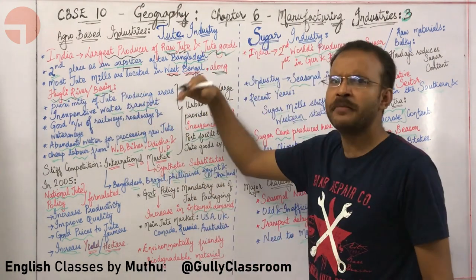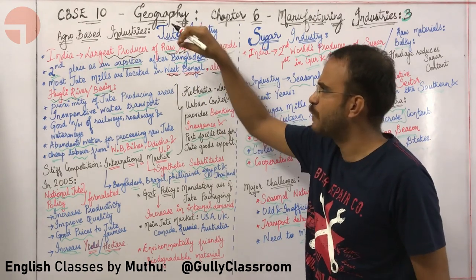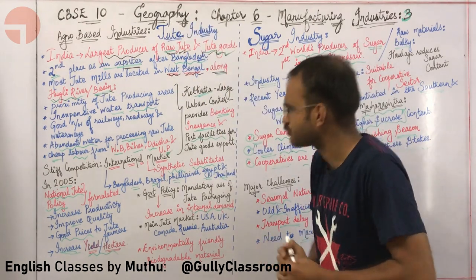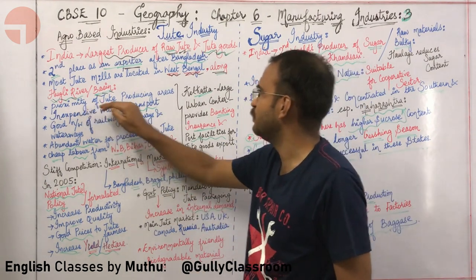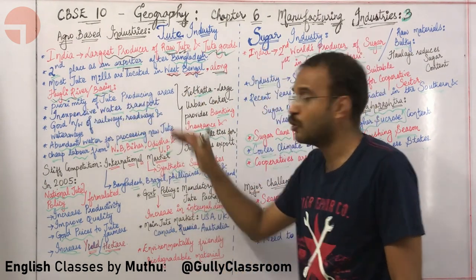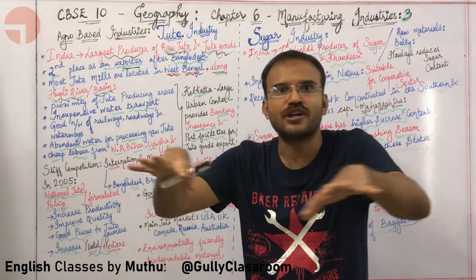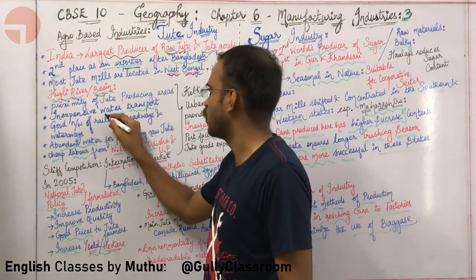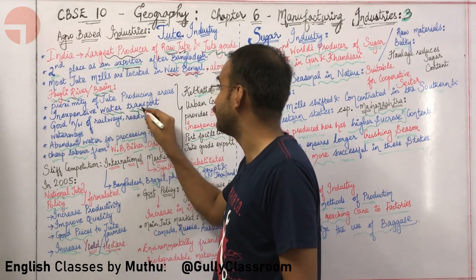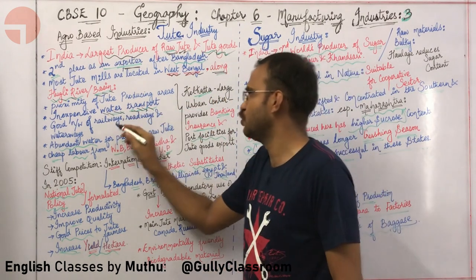Sir, why are so many jute mills present in West Bengal, in the Hugli River Basin? Okay, let us look at the reasons. The first thing is proximity of jute producing areas. Around the Hugli Basin, a lot of farmers are growing jute. Then there is inexpensive water transport. The Hugli River itself is used for transporting jute.